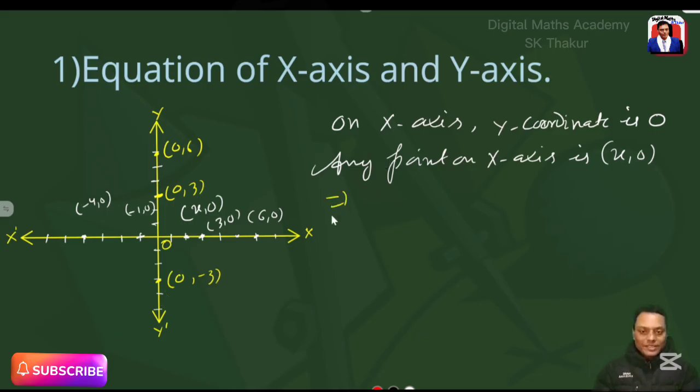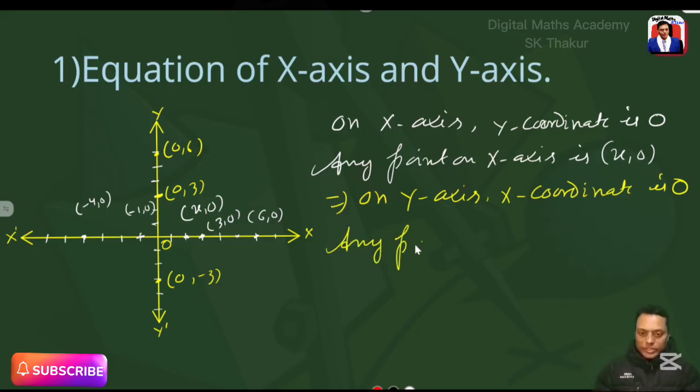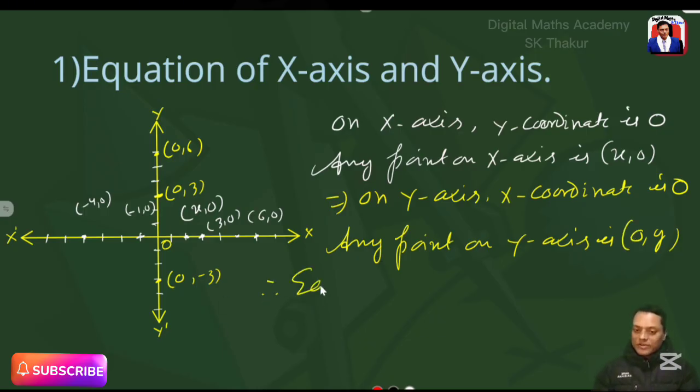So we can say that on the y-axis the x coordinate is 0, right? So any point on the y-axis is (0, y), isn't it? So we can say that the equation of the x-axis is y equals 0, because the y coordinate on the x-axis is 0.